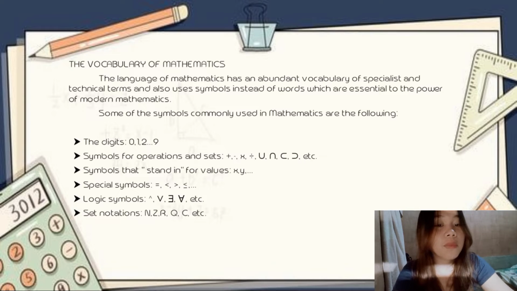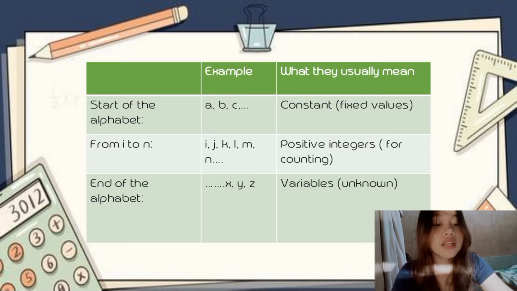Some of the symbols commonly used in mathematics are the following: the digits 0, 1, 2, 3, 4, 5, and so on. Symbols for operations and sets like plus, times, divide, minus. Symbols that stand for values like x and y, which are variables. Then special symbols like equal, greater than or inequality. Logic symbols and set notations. Not always are letters used in mathematical statements. They also have special uses.